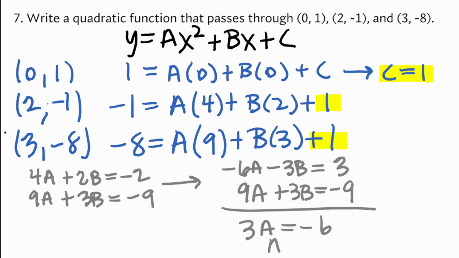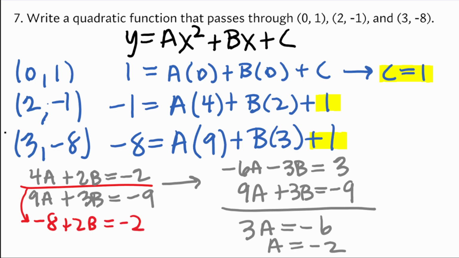Okay, so that means a needs to equal negative 2. And I should have some sort of equation that'll be easy enough to work with. Oh yeah, I'll take this one right here. I'll take this down and use it to find the value of b. So 4a will be negative 8 plus 2b equals negative 2. I'll add 8. 2b equals 6, and that tells me b equals 3.